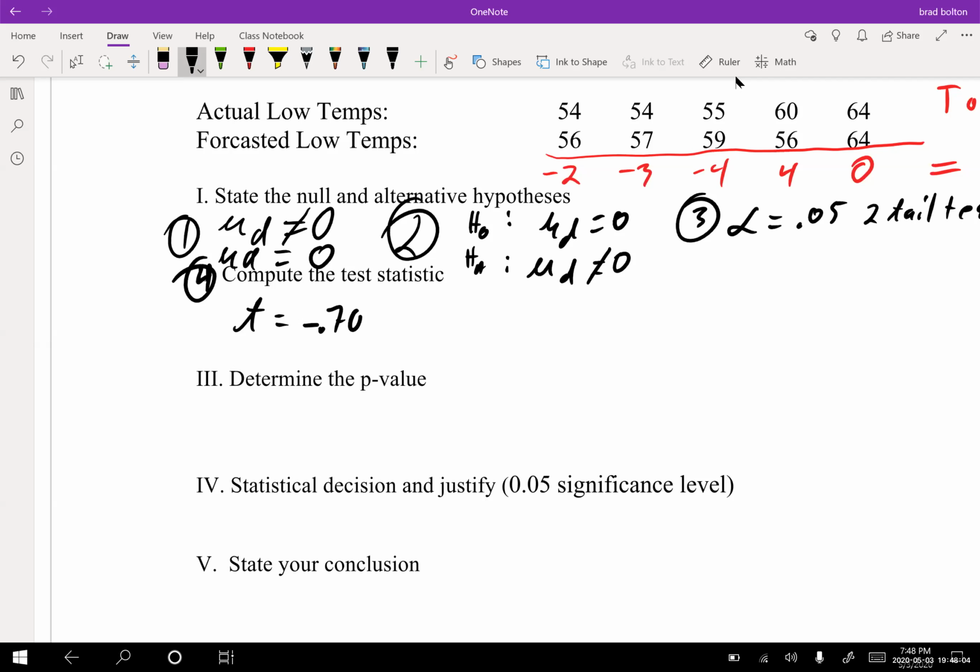Negative 0.7076, I guess, if you want to go 4 decimals. So we get negative 0.7076. You could do something close to that. So I'm feeling pretty bad right now because I'm pretty sure we're going to fail to reject the null, because a t-value of negative 0.7, that still leaves a lot of probability to the left or to the right of it, whatever we're dealing with.